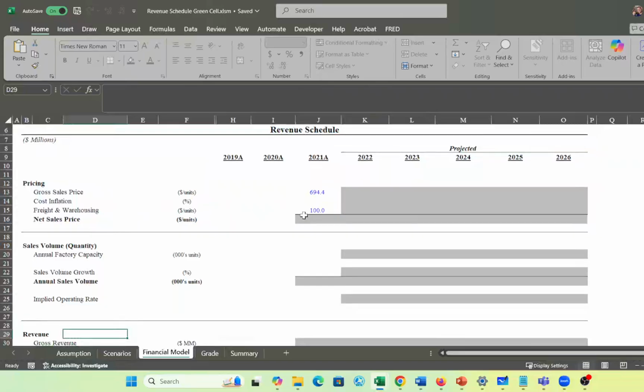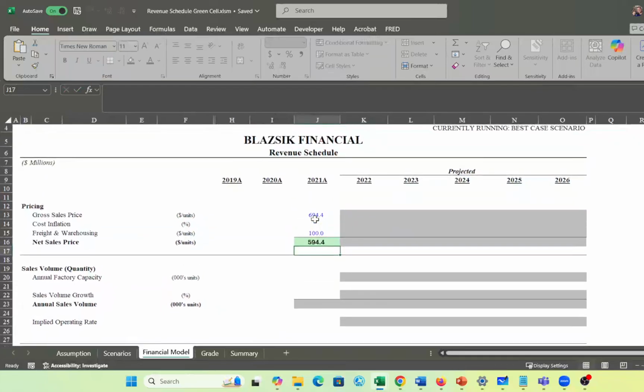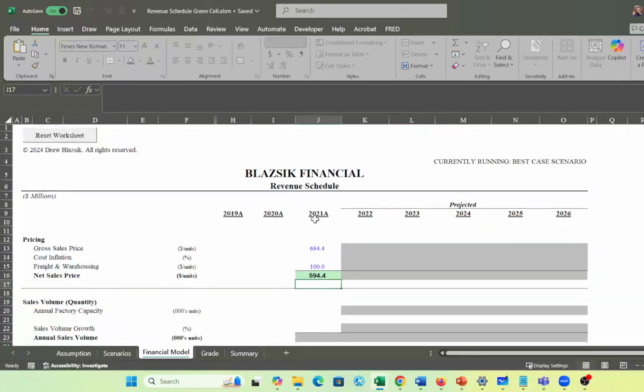So just want to make sure you understand that from the case study. The case study gave us that the gross sales price is $694 and the freight and warehousing is $100. That was given to us. So let's solve this. It's going to be our gross sales price minus the freight and warehousing. And if it lights up green, it means you got it correct. Then I'm going to hold down Shift, highlight it all the way over, Control R, and that's going to solve it across.